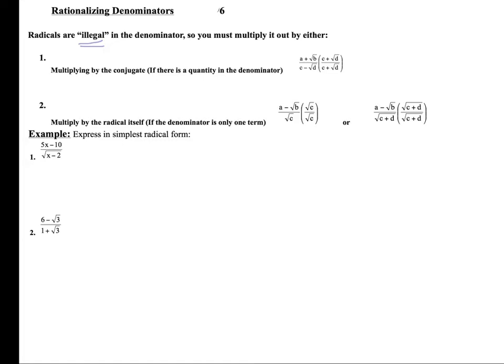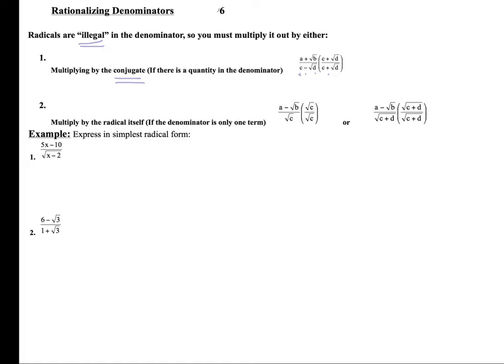If you have two separate terms, a whole number and a radical, you have to multiply by the conjugate. If you remember what the conjugate is, it's the same two terms, but the sign in between the two terms is the opposite sign. So if this is minus, that would be a plus. If that was a plus, that would be minus for the conjugate.